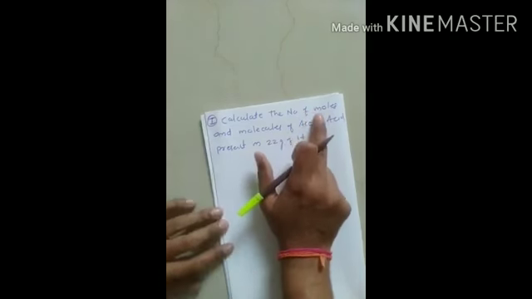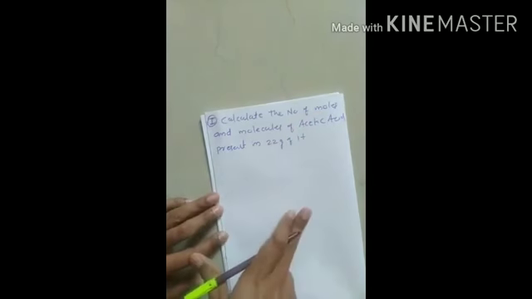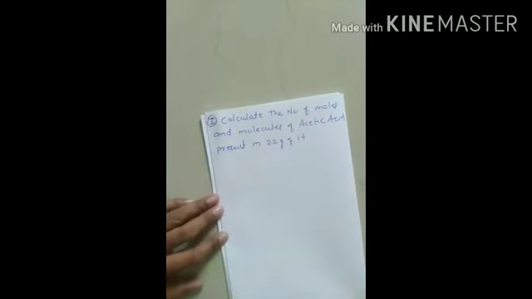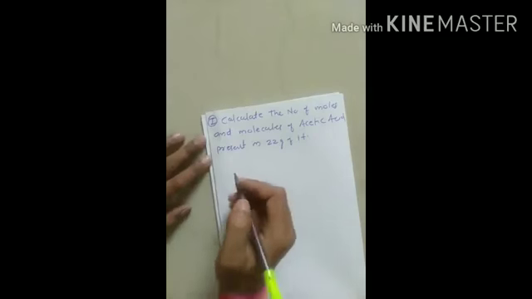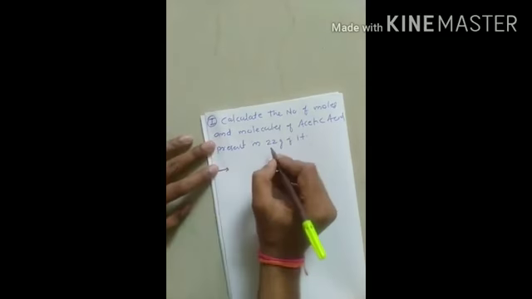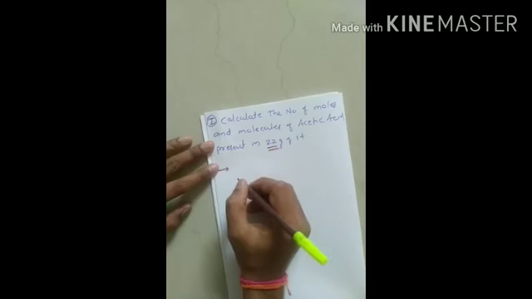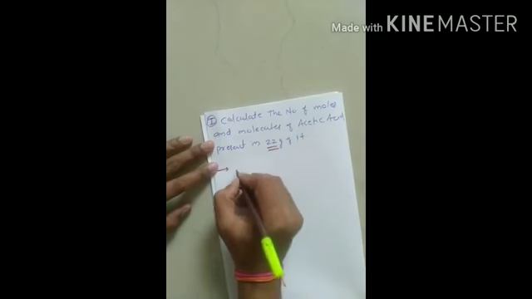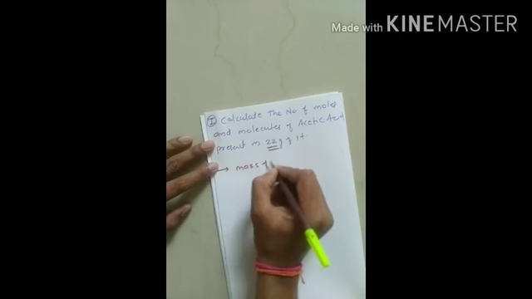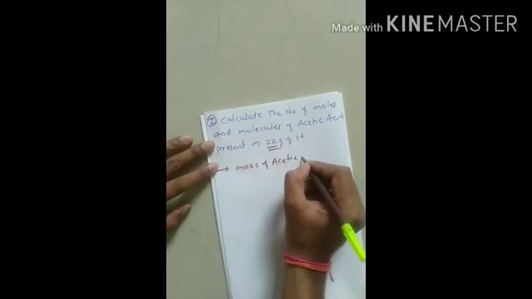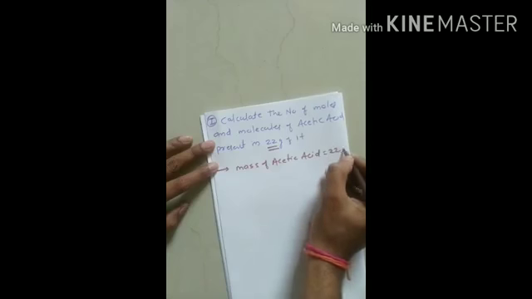Okay, so for knowing the number of moles, we must know the formula first. The formula is like this: number of moles equal to mass of that particular substance divided by molar mass. Hence we can say, first step we have to calculate the molar mass, and molar mass can be calculated by calculating the molecular mass. So here, mass of acetic acid is given in grams, it is 22 gram, isn't it? So I am writing here mass of acetic acid, it is given as 22 gram.